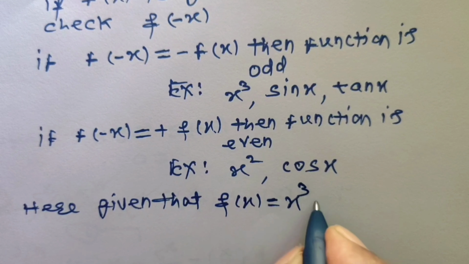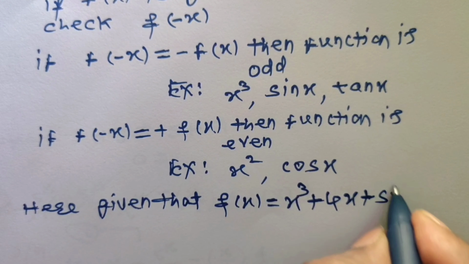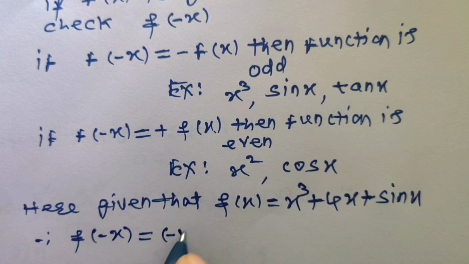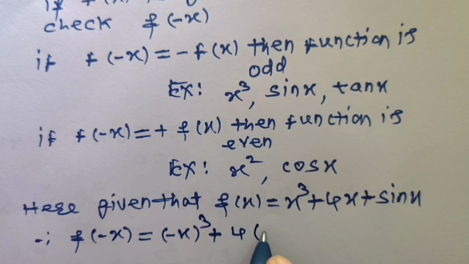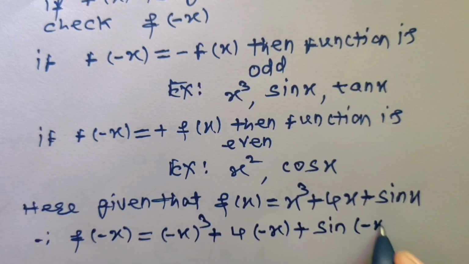Here, given that f of x is equal to x cube plus 4x plus sin x, if we observe each term, x cube, the power is an odd number, so x cube is an odd function. The second term, 4x, x is also an odd function, and the third term, sin x, is also an odd function. But here we have to check mathematically.